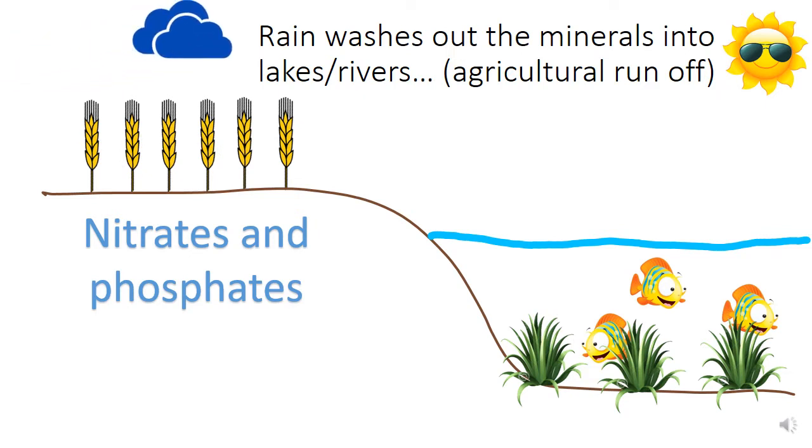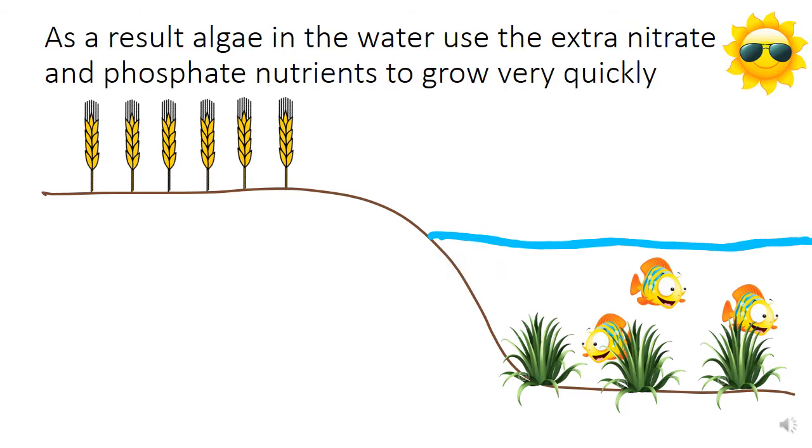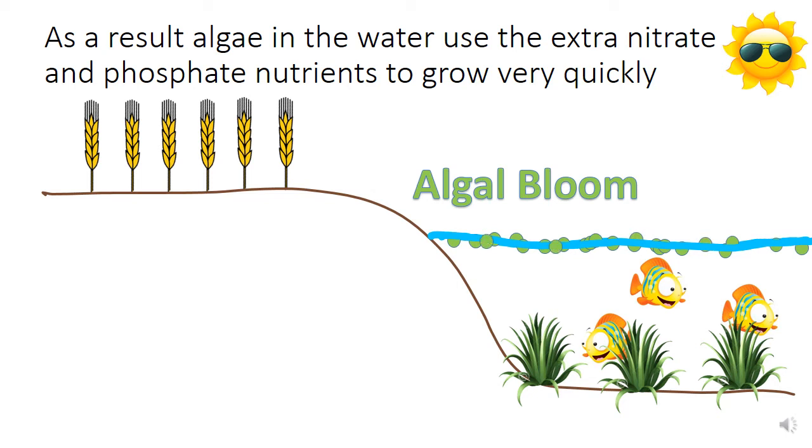When it rains, the rain washes out the minerals into lakes or rivers. This is called agricultural runoff. As a result, algae in the water use the extra nitrate and phosphate nutrients to grow very quickly. This is known as an algal bloom. The algae use the sunlight and they start to reproduce rapidly.